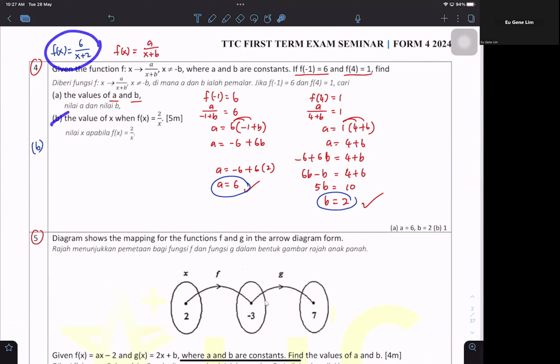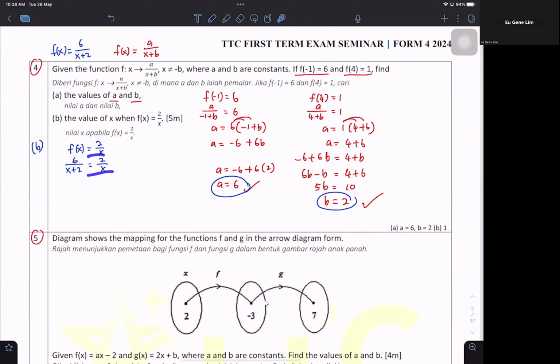So now the question says f(x) equals 2 over x. Okay, you copy the question: f(x) equals 2 over x. Then what is f(x)? Oh, f(x) is this, right? Copy here. You see what is f(x)? f(x) is this one, right? Okay, copy here. You start doing the question now.